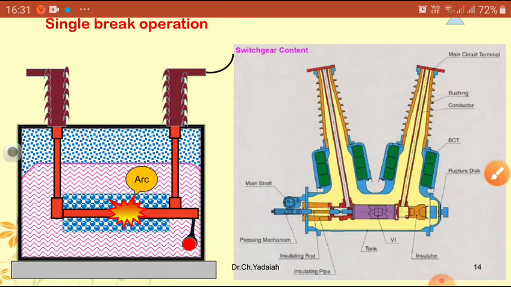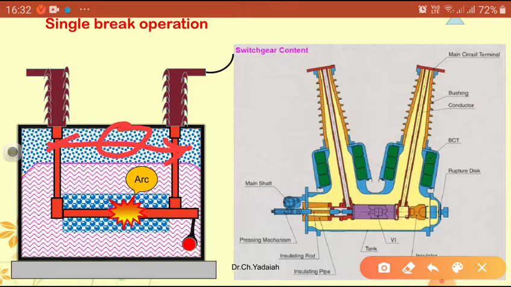Now you can see at the top of the oil, air is filled in the tank, which acts as a cushion to control the displaced oil on the formation of gas around the arc, and also absorbs the mechanical shock of the upward movement of oil while the fault occurs. So we do not fill the total oil here. This area is empty, filled with air, as you will see once you know the mechanism.